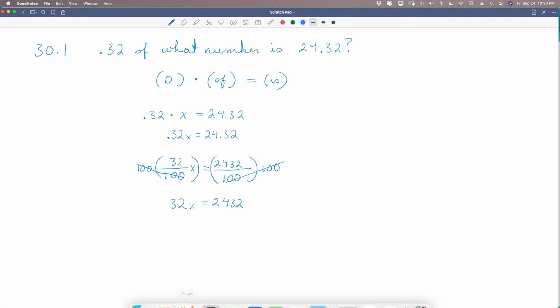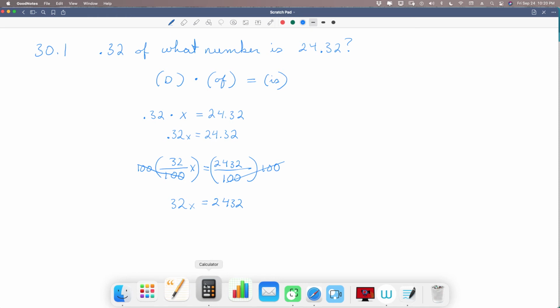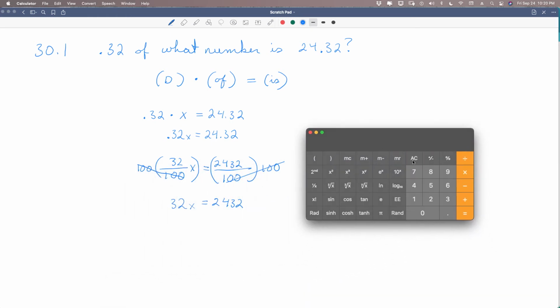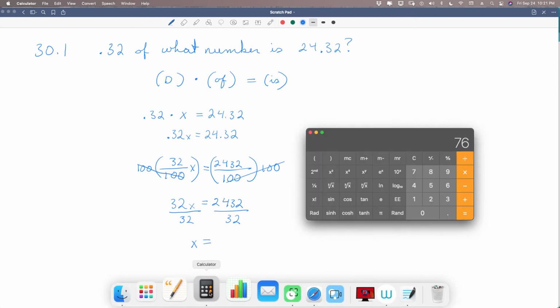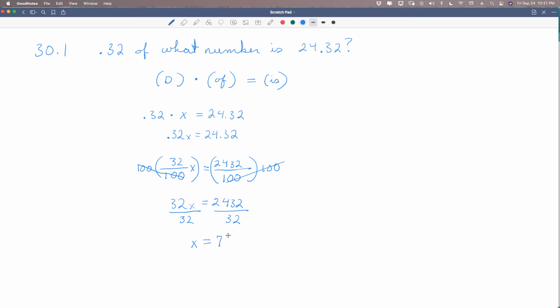Now we can just divide. So we pull up our calculator and we just divide 2432 divided by 32. That's 76. So we divided this side by 32. We divided this side by 32 because whatever you do to one side, you do to the other side. X is going to equal, what did we say it was? 76. So now we know that 0.32 of 76 is 24.32.